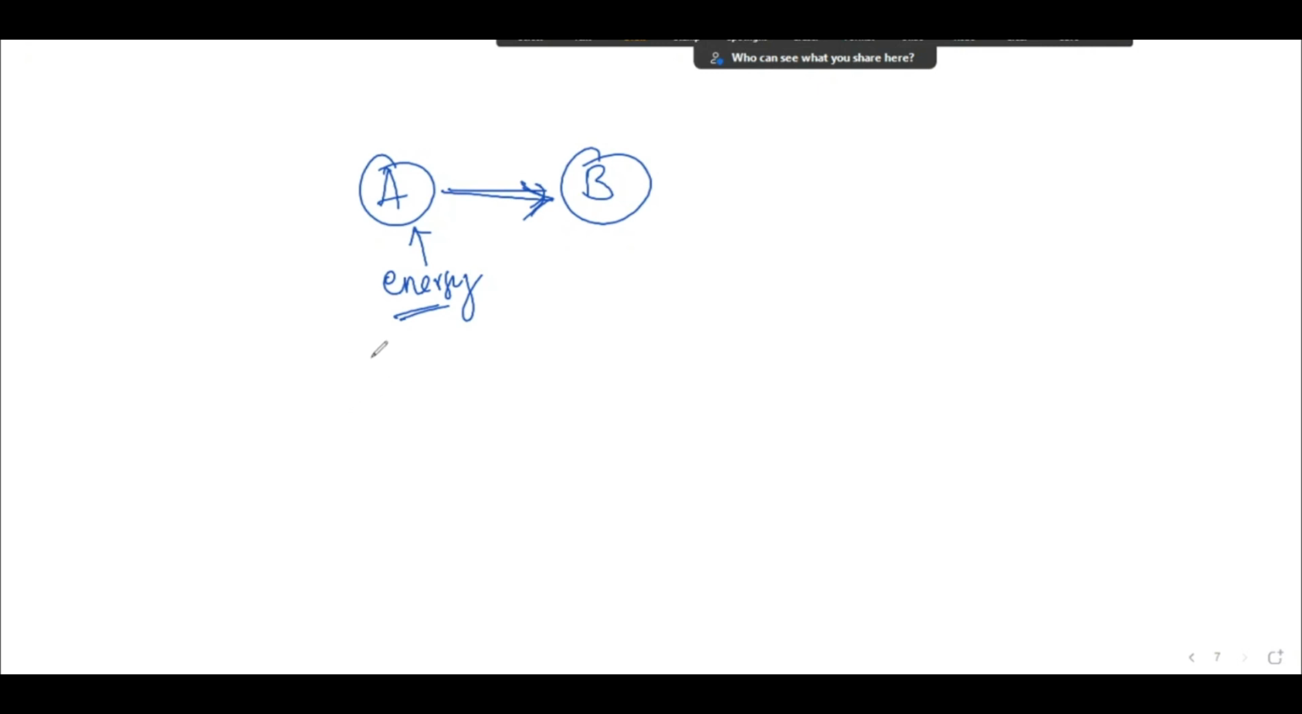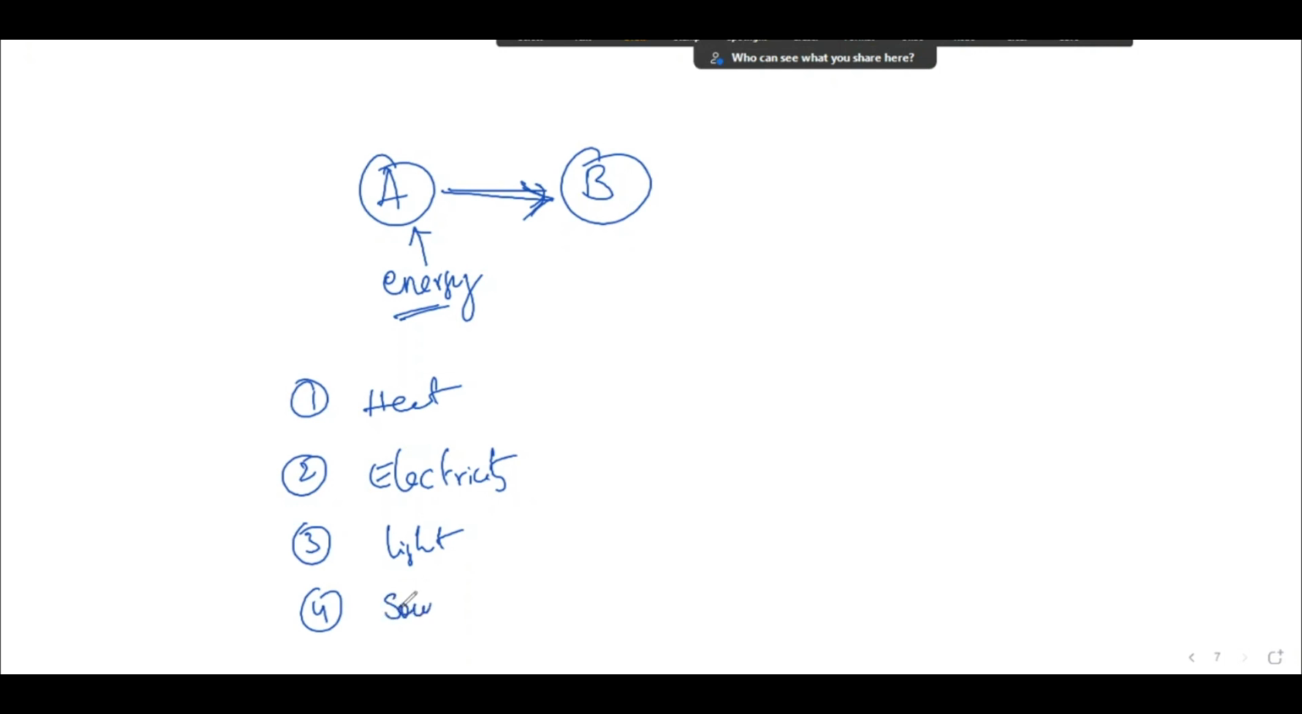We can supply energy to the substance in the form of heat. If you heat the substance, you can supply the energy. Second, in the form of electricity. Third one is in the form of light, sunlight. And fourth one is in the form of sound. Sound is also a form of energy, right? Even when you give energy in the form of sound, there are some substances which will undergo chemical change.